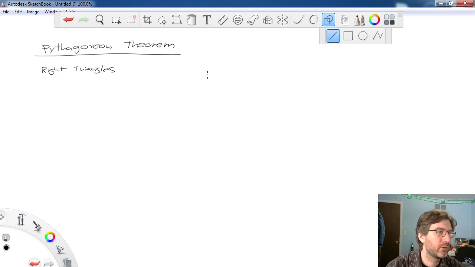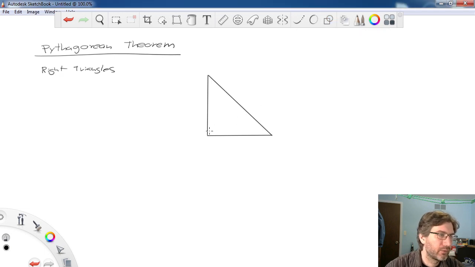Right triangles have that little 90-degree angle to it. So it has to be a right triangle. Double check to make sure it's a right triangle first. This isn't going to work for any other triangle but right triangles. And it is a formula. So you just plug into this formula and solve. That's all you're doing.